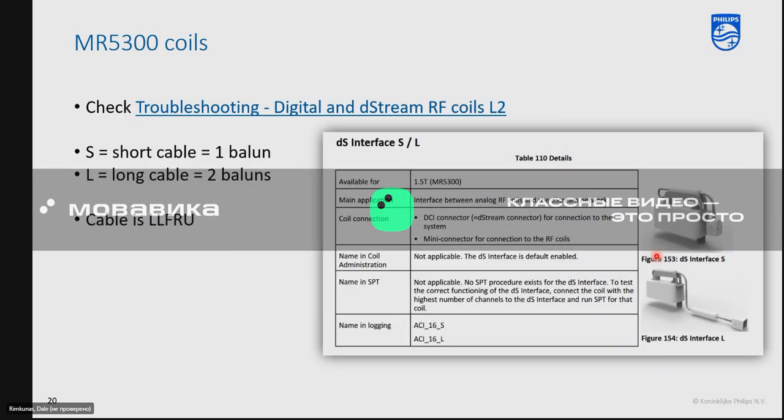Here's just a quick little reminder that we have two of these different ACI boxes for the Breeze coils. S and L stands for short and long. The cable length is what differentiates the two. Here you can see, and also there's two baluns on the long one. There's a balun here and a balun here, and there's only one balun on the short one.